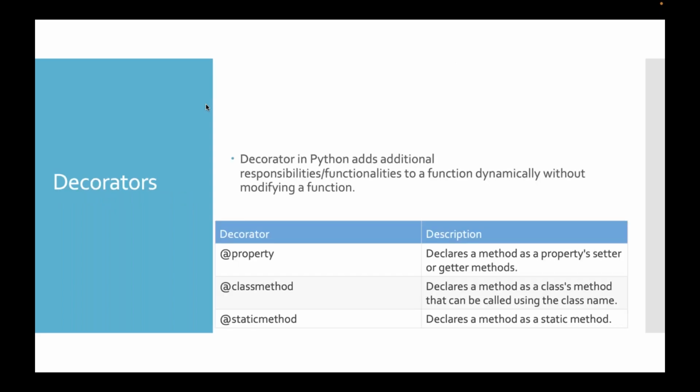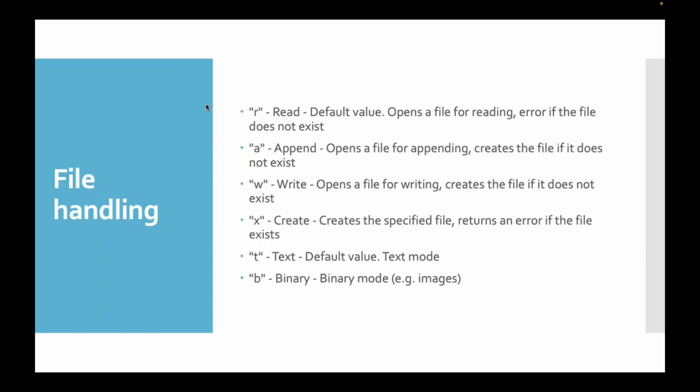And then we'll also cover decorators: @property, @classmethod, @staticmethod. How do we use these and what do they help with? And then file handling. For example, you want to create a text file in Python, so how do you create, how do you read, how do you write, that we'll see.